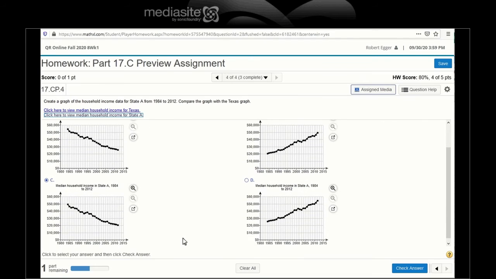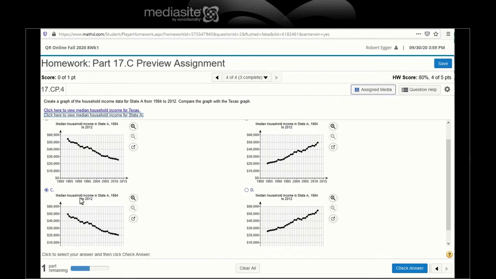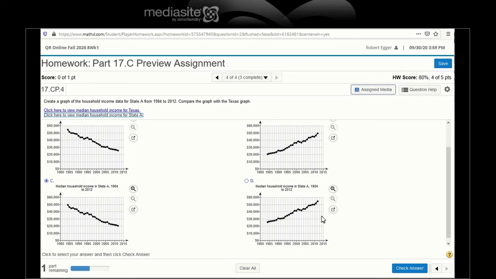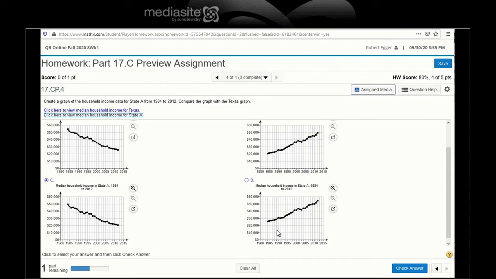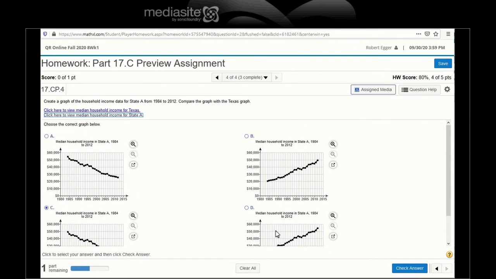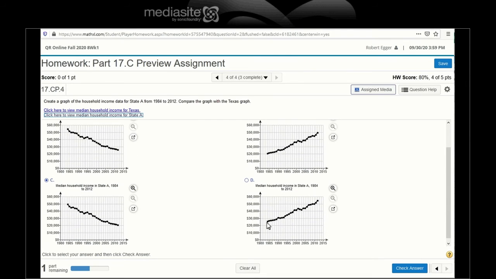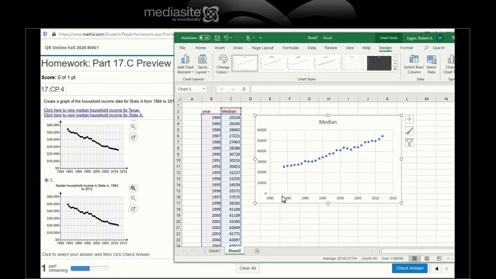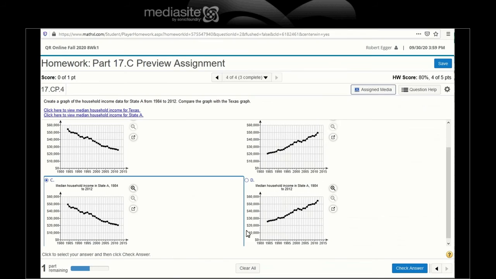Choose the correct graph below. Okay, we know it's not A or C. For D, okay, it's going to be a choice between D and B. So that starts right at 20, and about 27, 50, and 53. So about halfway between 20 and 30 and a little over 50. This one is too low. It has to be D.